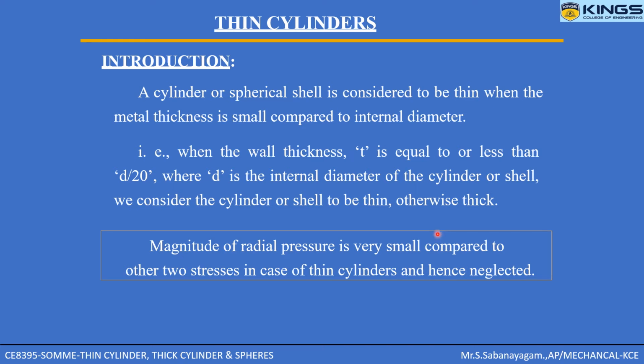Now, how can thin cylinders be expressed? The internal diameter will be small letter d, and if the thickness of the hollow cylinder is less than or equal to the internal diameter by 20, what will be the value? If the thickness is less than or equal to d by 20, then it will be named a thin cylinder. If the d by 20 value is greater than the thickness, then it will be named a thick cylinder.